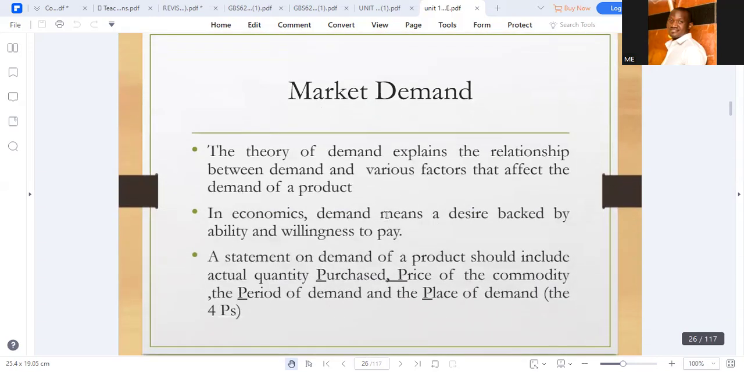The theory of demand explains the relationship that exists between demand and the other factors that affect demand. So in economics, when we are talking about demand, we're looking at the desire that is backed by two important things. Number one, ability. Number two, the willingness. Without these two, we cannot really ascertain that there is demand. So demand has the ability and the willingness of an individual purchasing a particular product or service.